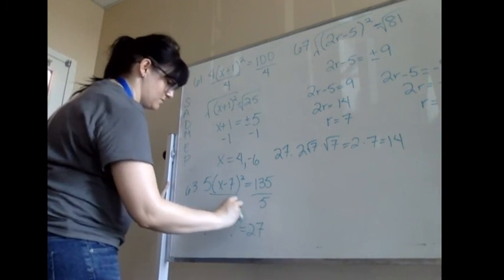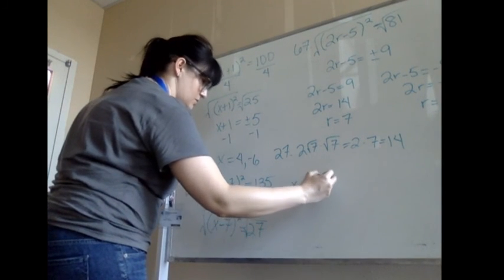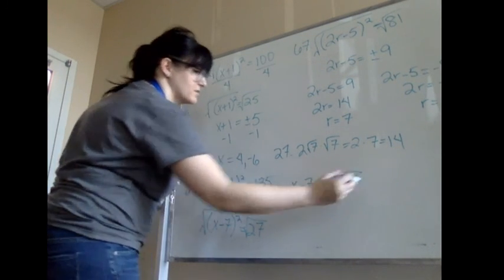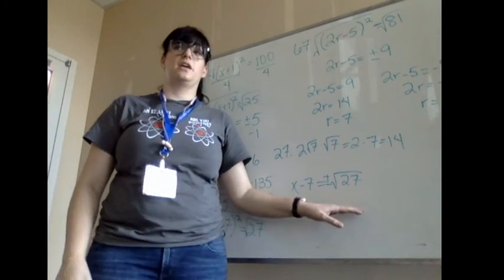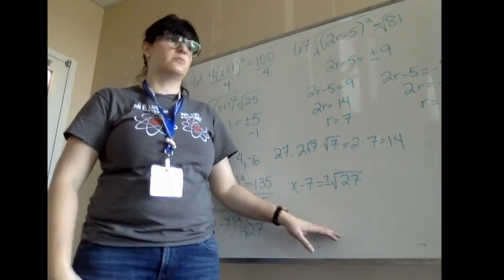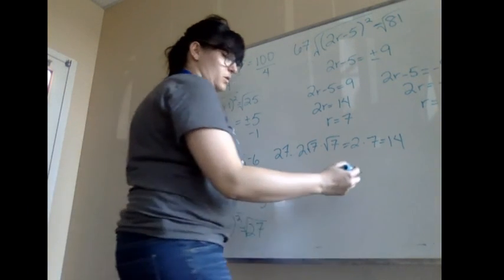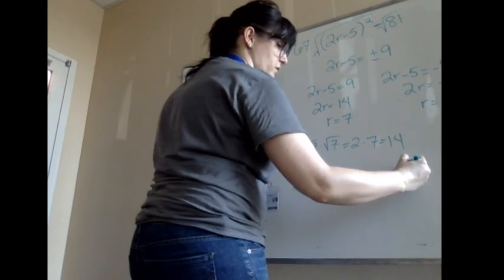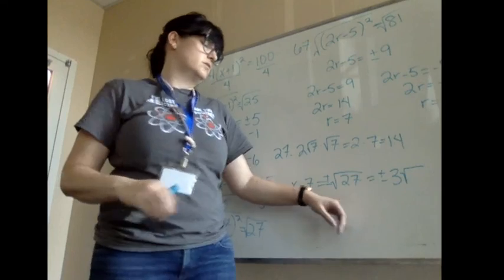Then I do the square root. And I get that x minus 7 equals plus or minus the square root of 27. Now, is there a part of 27 that I can take the square root of? Is there a perfect square that's a factor? 9. So what's the square root of 9? 3. And if I take out 9 from this number, what's left under there? 3.